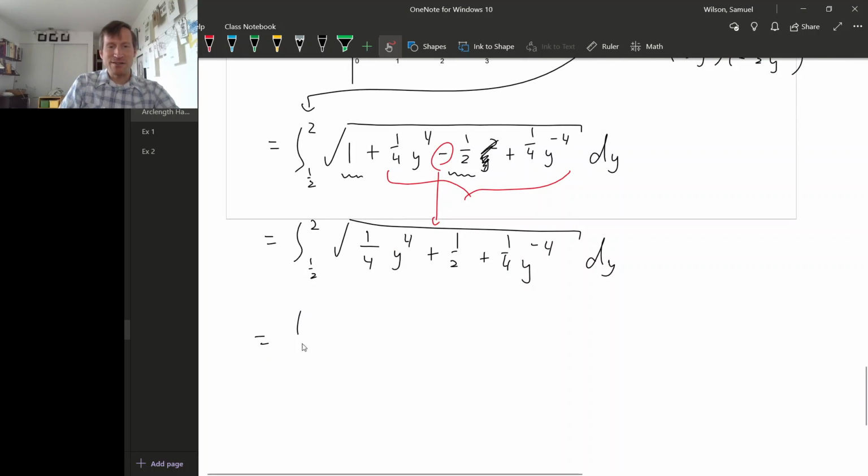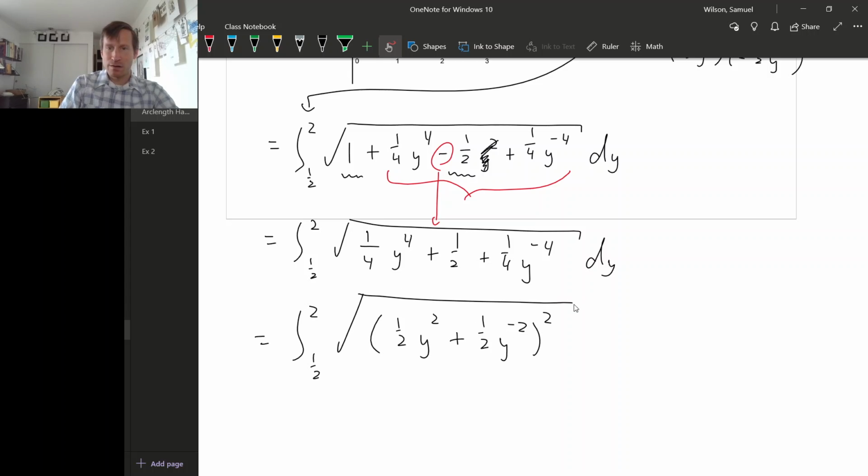So when we factor this, we get the integral from 1/2 to 2 of the square root of, so this factors as (1/2 y squared + 1/2 y to the minus second) all squared, dy. If you're not quite sure about that, you can multiply this squaring back out and just check that you do get the same thing as the line before.